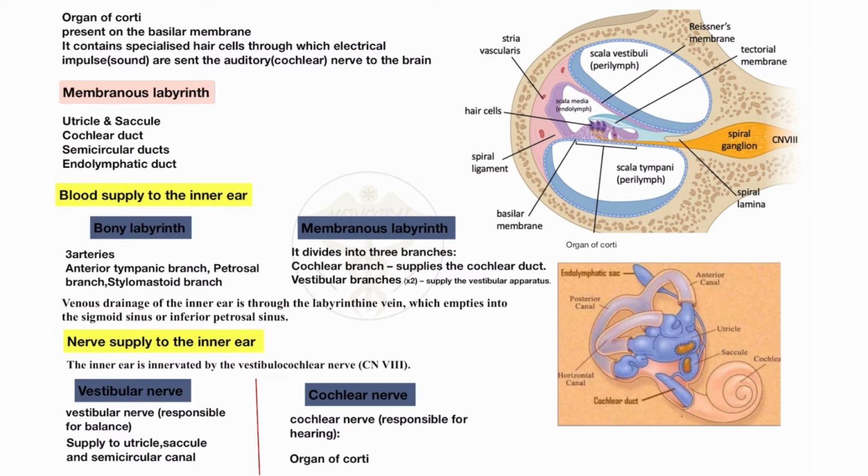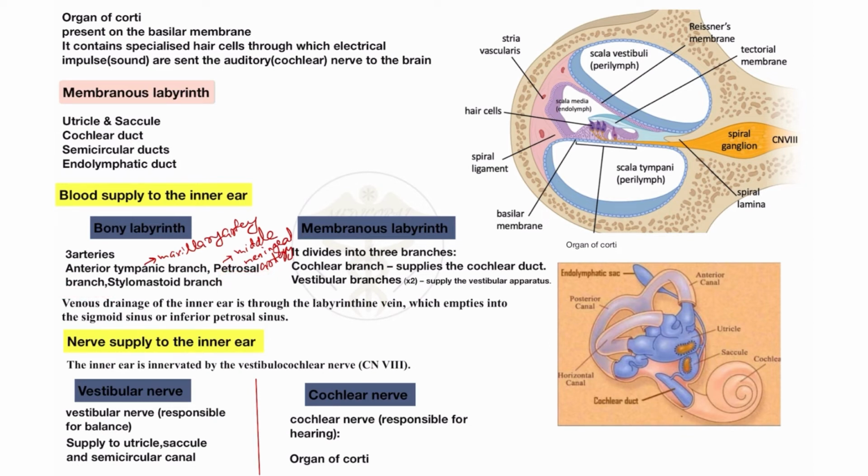First, the anterior tympanic branch: which artery's branch is it? It is a branch of the maxillary artery. Second is the petrosal branch. The petrosal branch is a branch of the middle meningeal artery. Please learn the middle meningeal artery if you didn't know it. The petrosal branch is a branch of the middle meningeal artery.